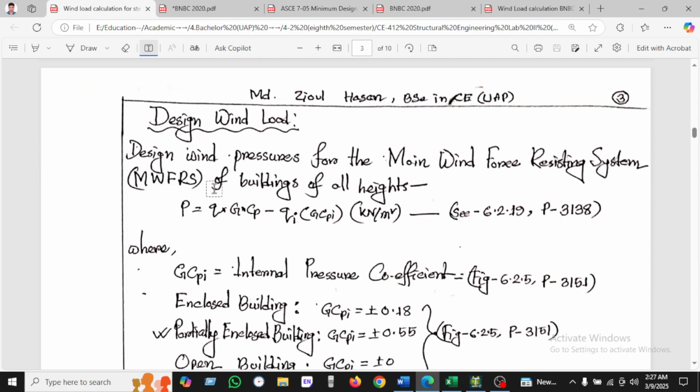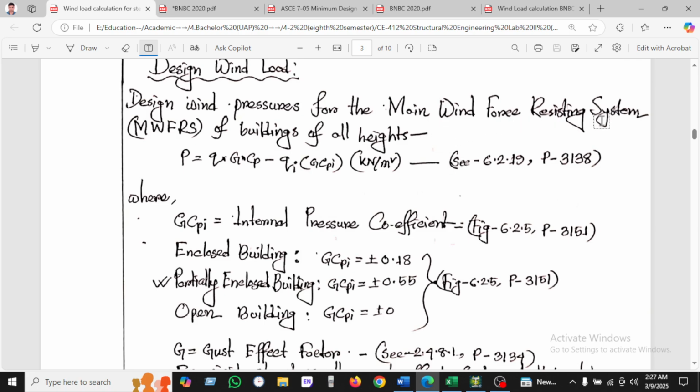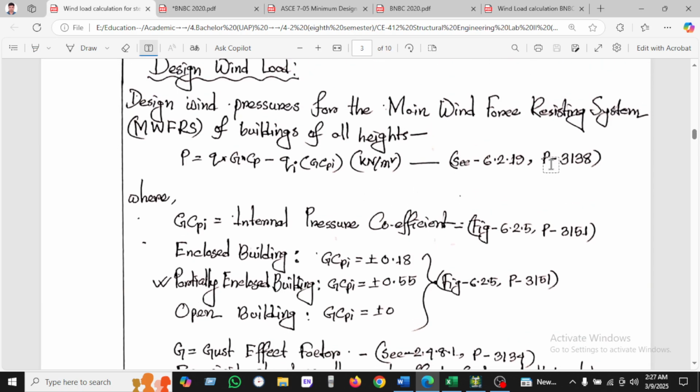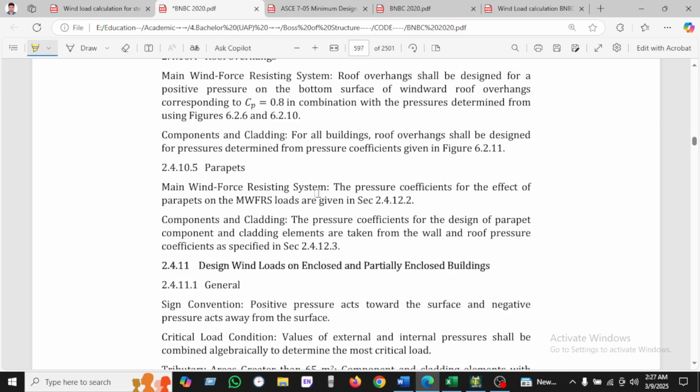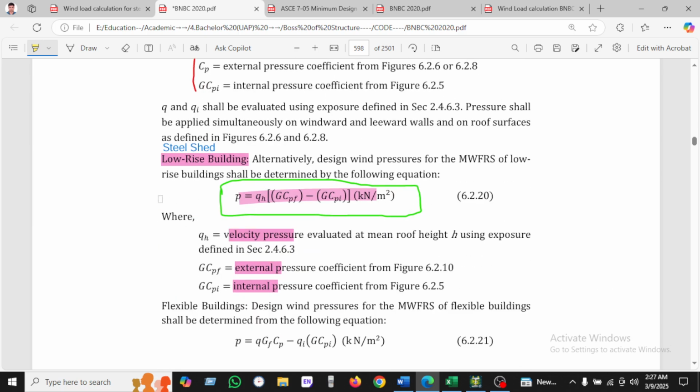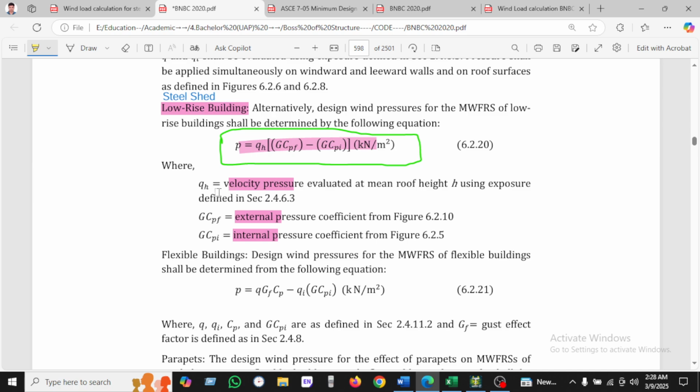So now the design wind pressure. Design wind pressure for the main wind force resisting system, which is called MWFRS, of buildings of all heights. The formula is given here, on page 3138. This is not for steel, this is for wall height, but we are going specifically to the low-rise building. So this is our formula. qz is the velocity pressure evaluated at the mean height exposure. Another is GCpf, which is the external pressure, and another is the internal pressure. So how do we get what is the internal and what is the external pressure?